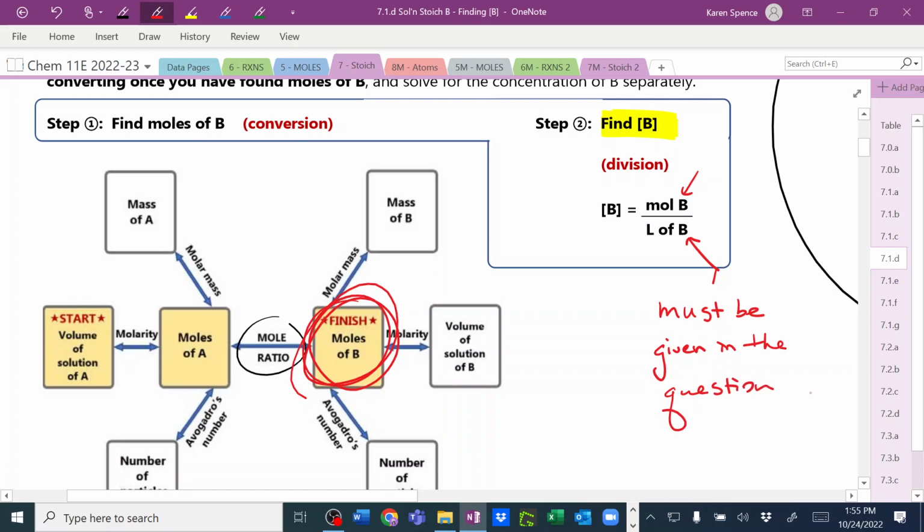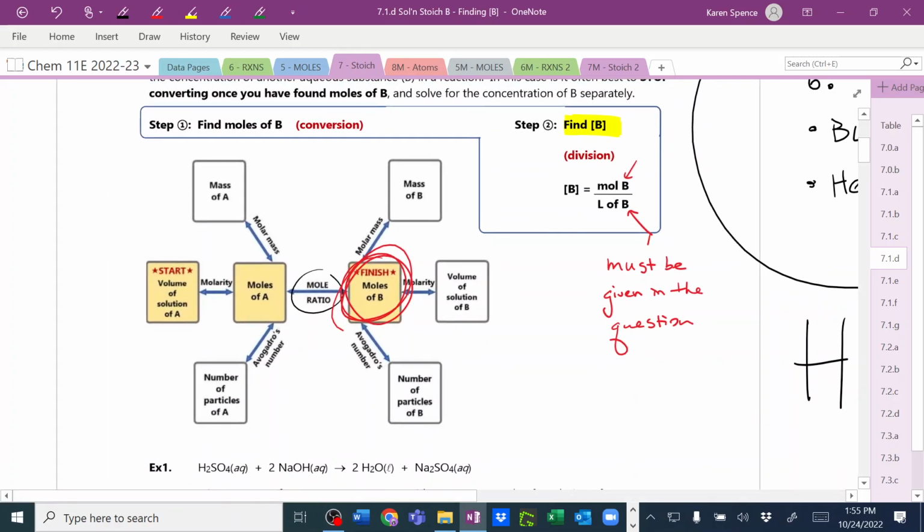So that's the only difference. It's like convert, convert, convert, convert, divide, instead of convert, convert, convert, convert, convert. In fact, just convert, convert, divide. Not so many conversions.